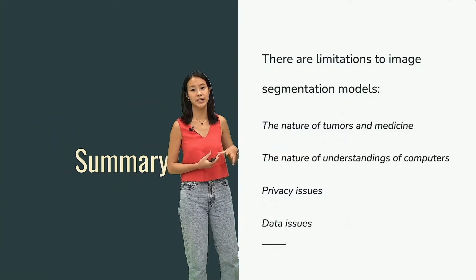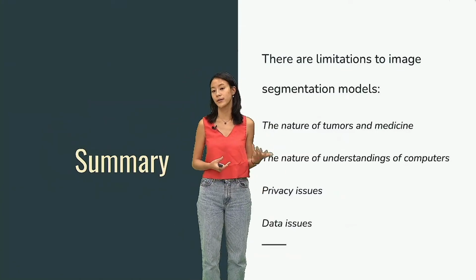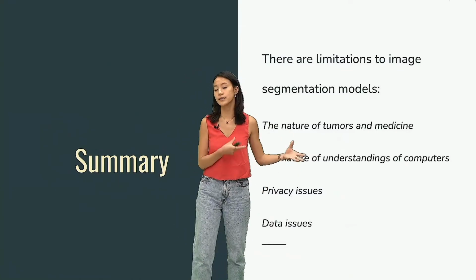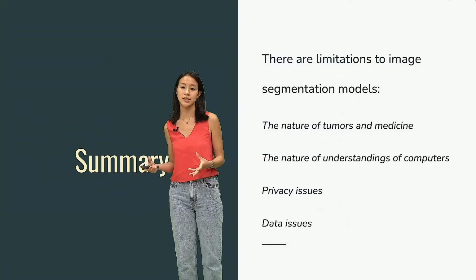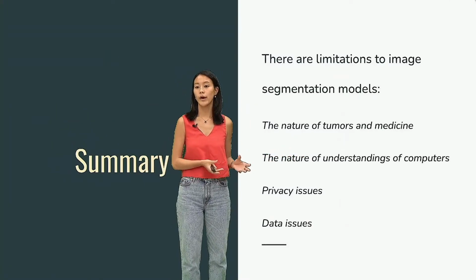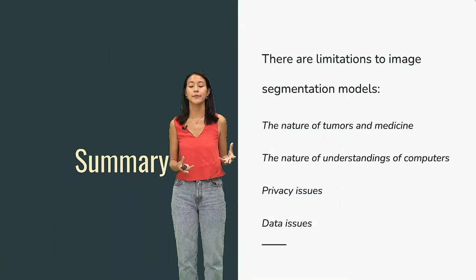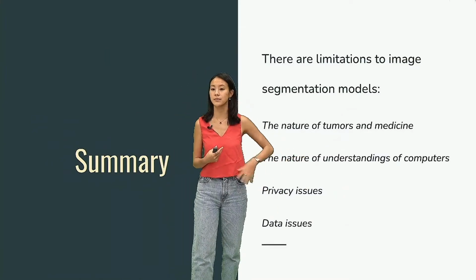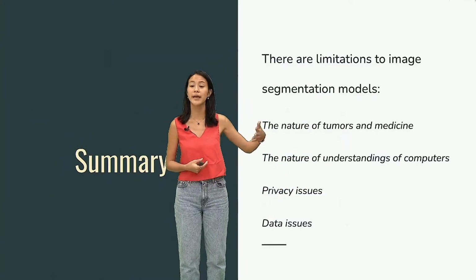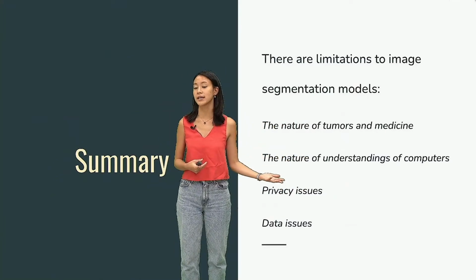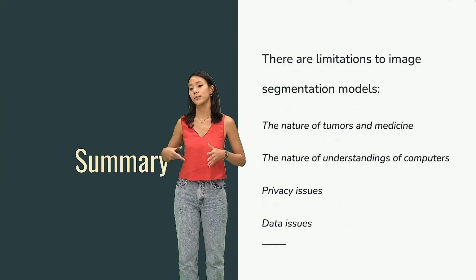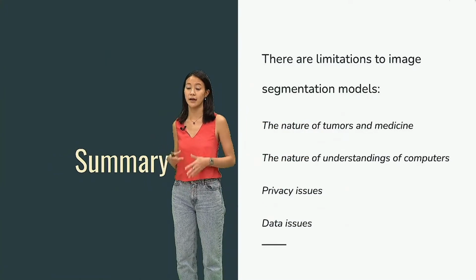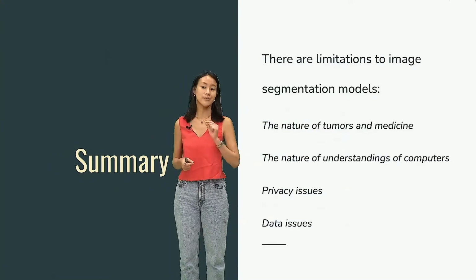Other things include the nature of our understanding of computers. How do these computers actually read these images? How are they interpreting them? What can they actually see? For example, doctors have years and years of interactions, communications, and experiences with patients and even other doctors that enable them to have a good understanding of whether or not a small dot is going to be a tumor.